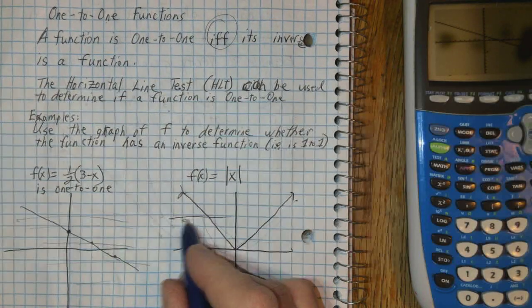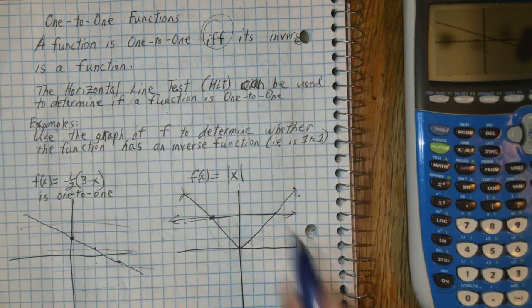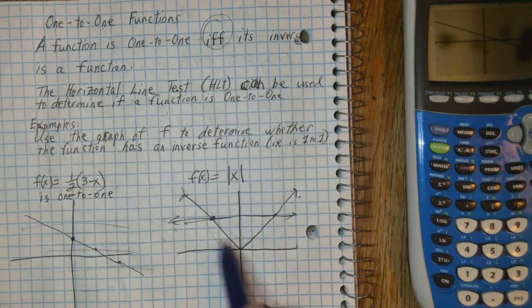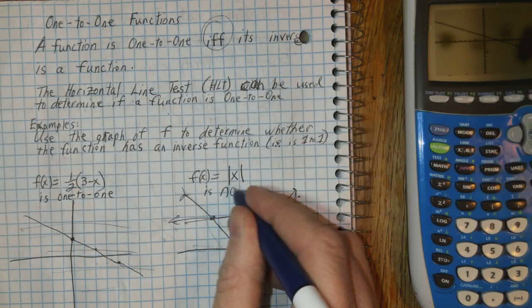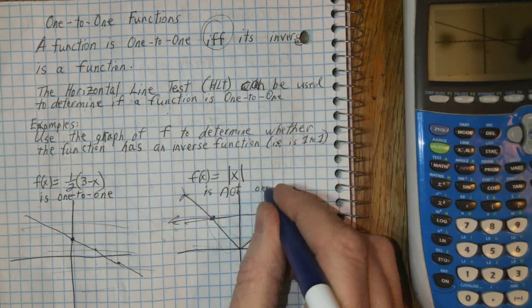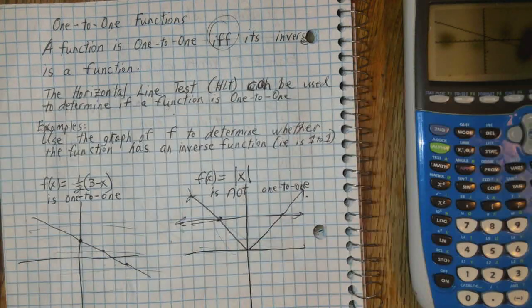If I get a horizontal line here, I hit it twice. Any horizontal line above the x-axis is going to hit it twice. This is not one-to-one. Okay. That's all I'm going to put in this video.